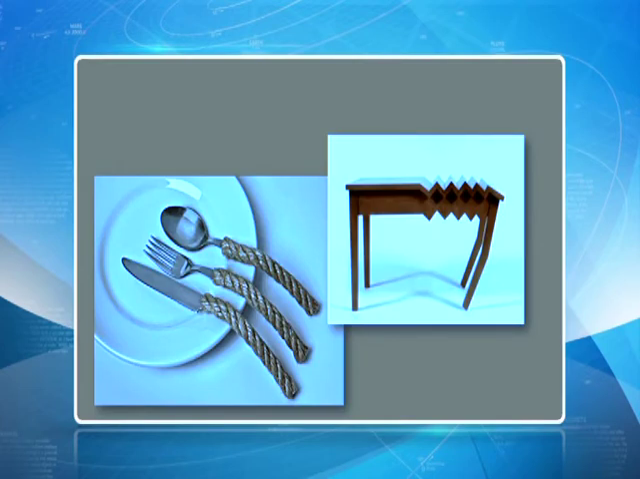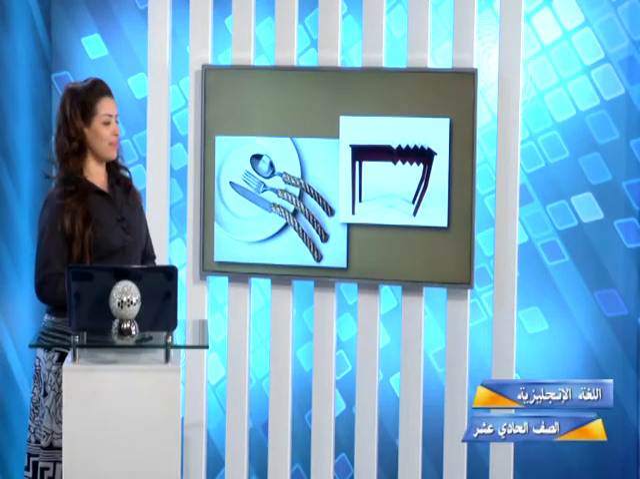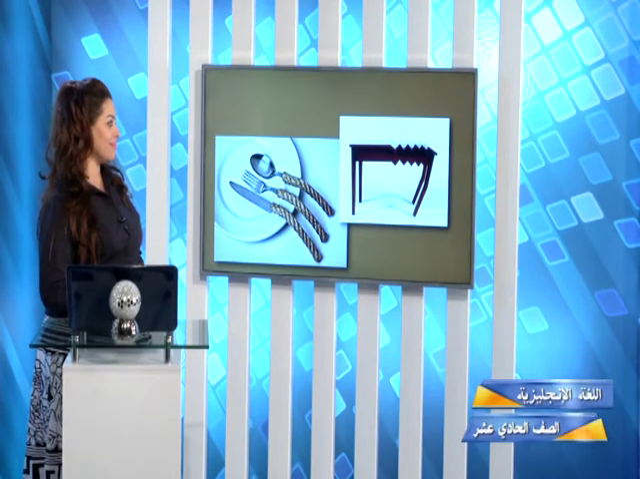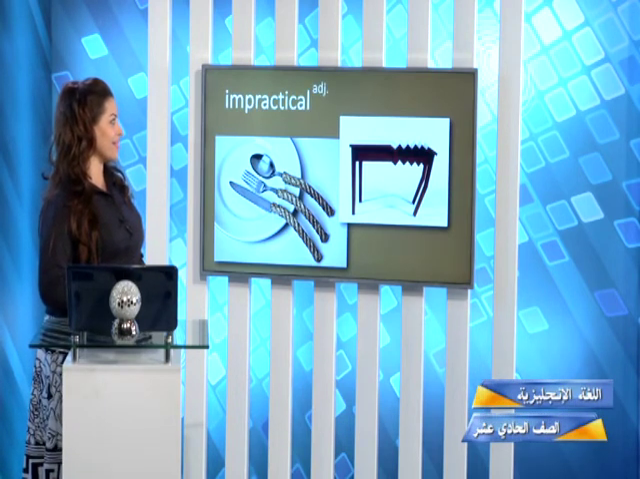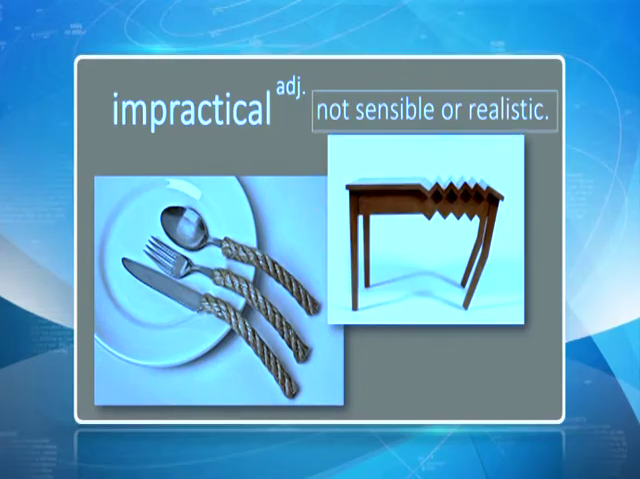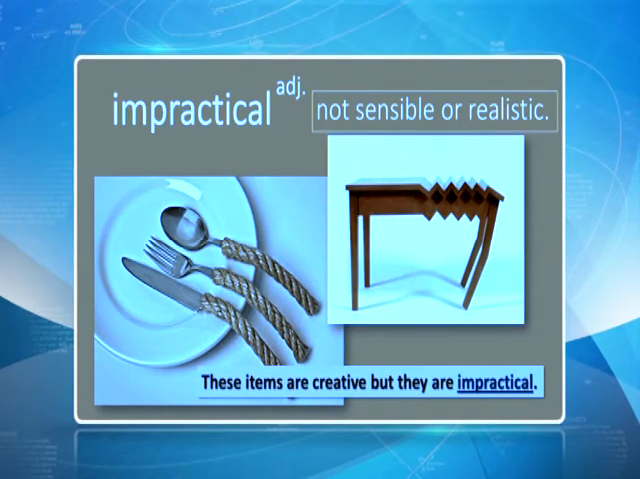Next, we have a table, we have fork, knife, and a spoon. They look very nice, right? They look different, creative. But do you use this? No, it's impractical. What is impractical? It's not sensible or realistic. For example, these items are creative, but they are impractical because we do not use this. Look at the table. No, we do not use it.